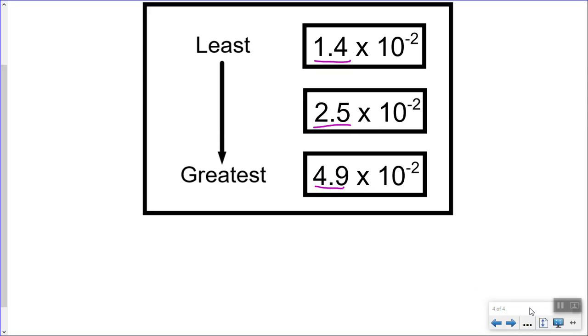So remember, when you're ordering numbers in scientific notation, start with the exponents, and only if they are the same do you have to look at the other number.